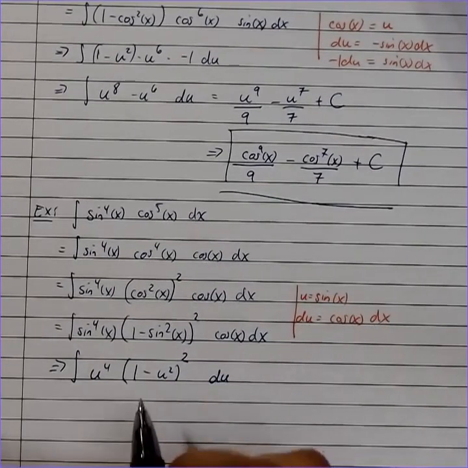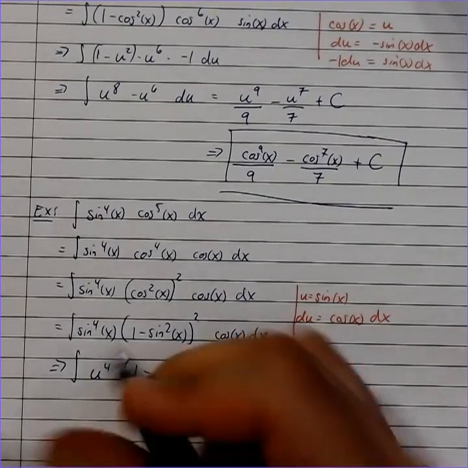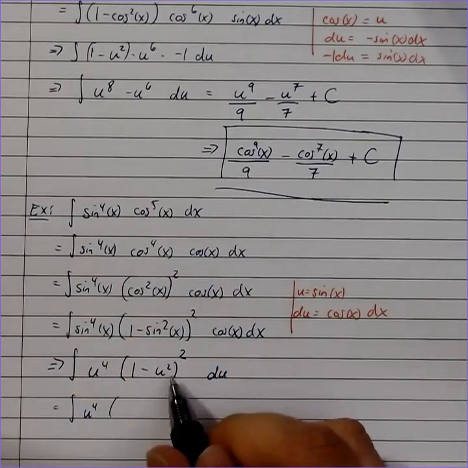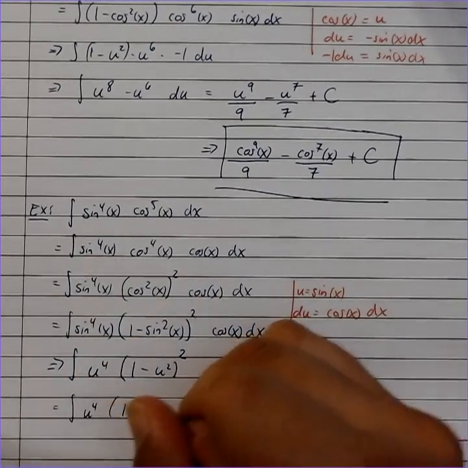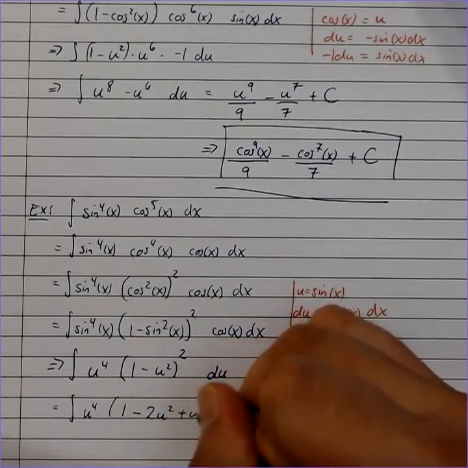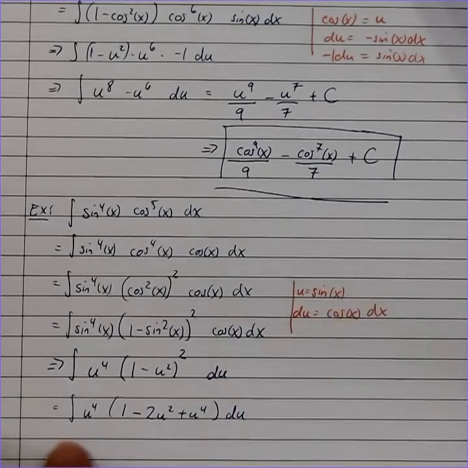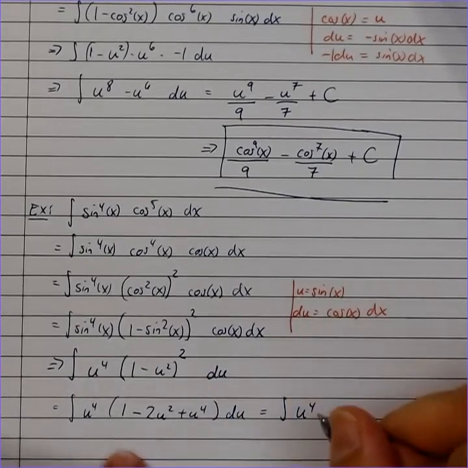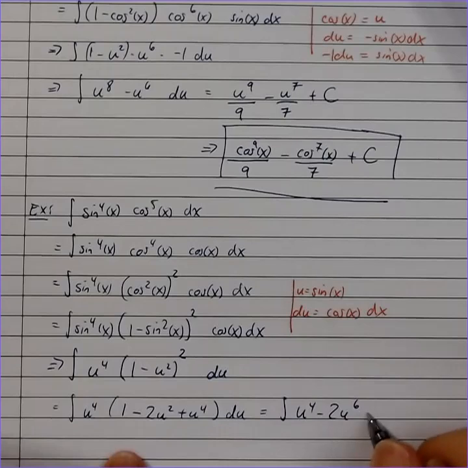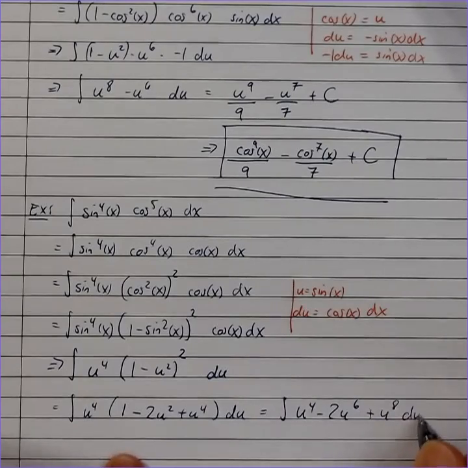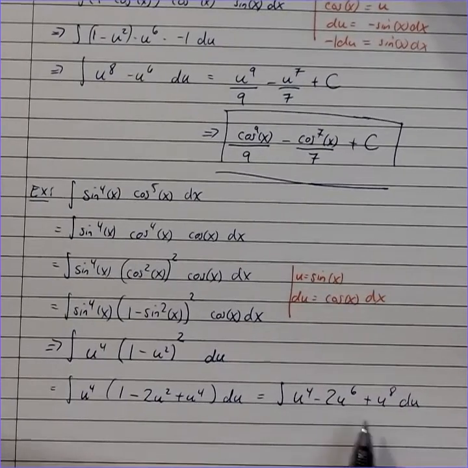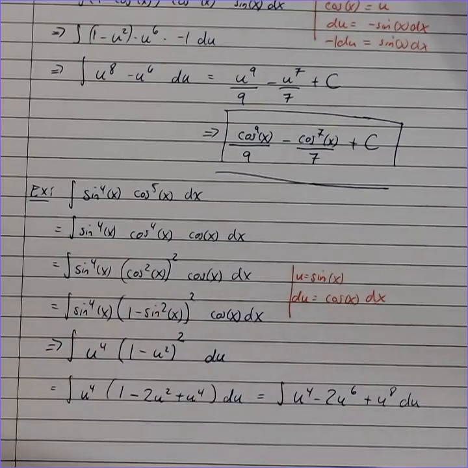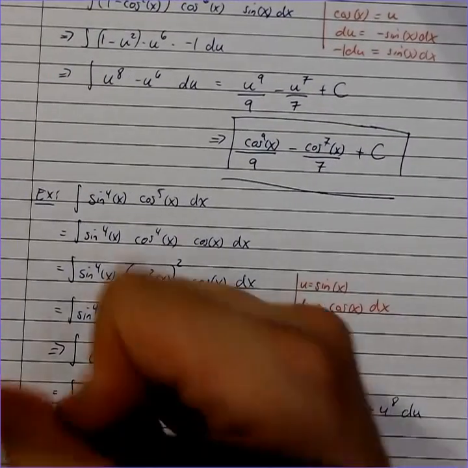That is now much simpler, but of course we should probably expand this so that it looks a little more friendly. We can write that as the integral of u to the fourth times 1 minus u squared, the quantity squared, which is 1 minus 2u squared plus u to the fourth, du. And then distributing u to the fourth gives us the integral of u to the fourth minus 2u to the sixth plus u to the eighth du. And now that's about as simple of an integral as one can hope for. We've gone from powers of trigonometric functions to a polynomial. And polynomials are reasonably nice to handle.